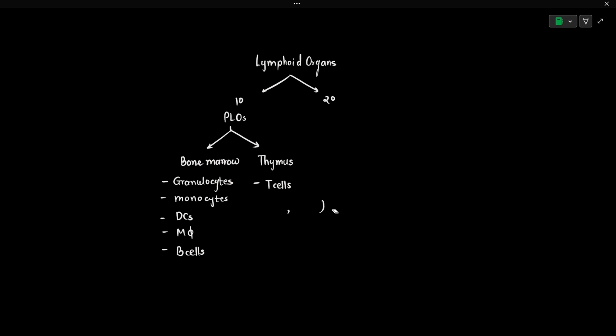So these are the primary lymphoid organs, whereas the secondary lymphoid organs are scattered all over the body, and they take care of the initiation of the immune responses.